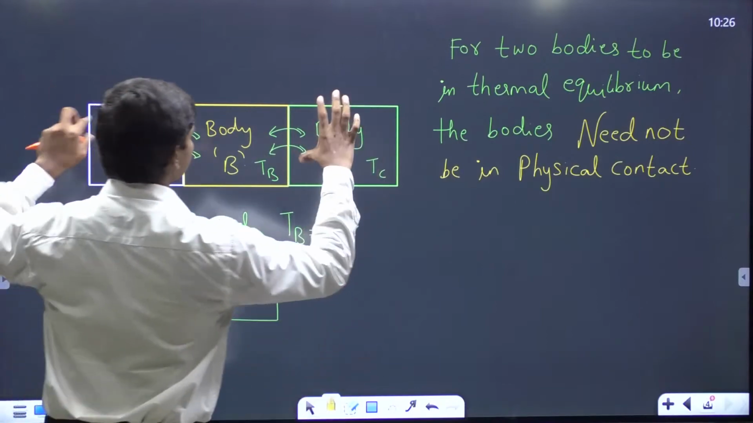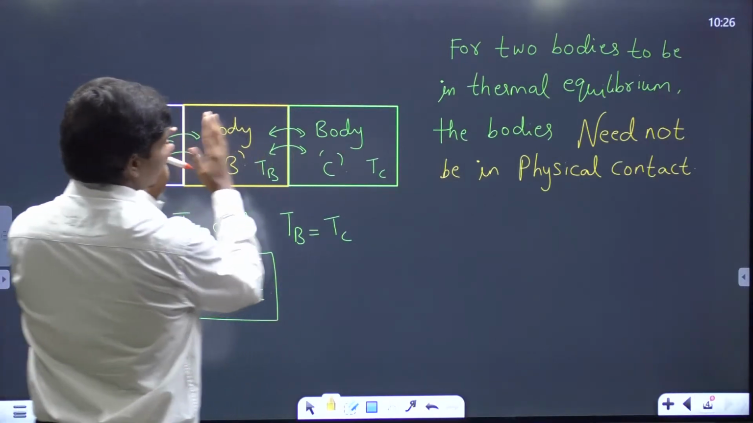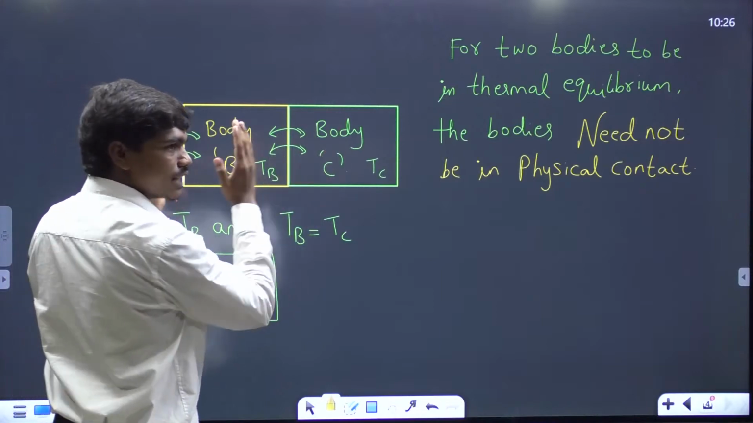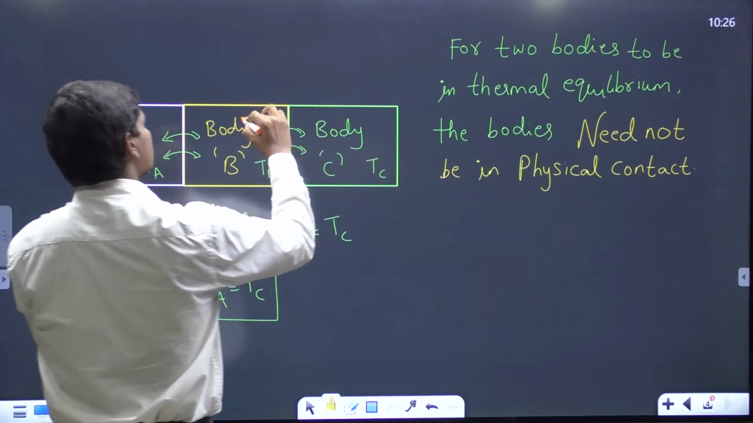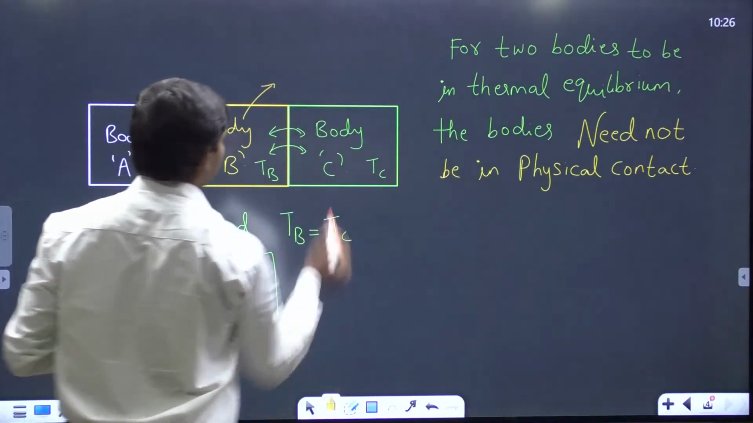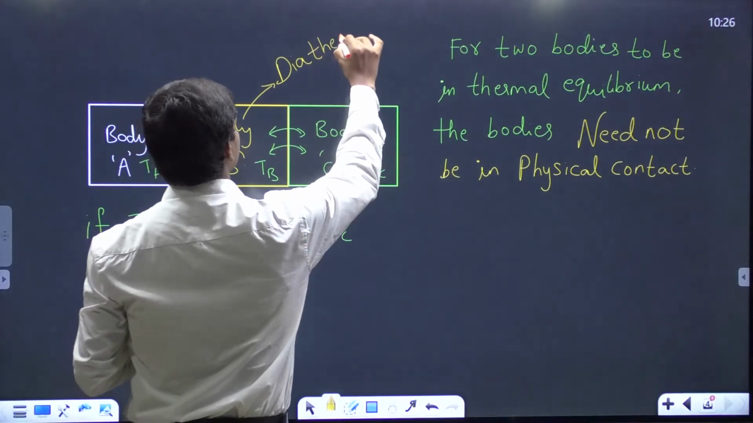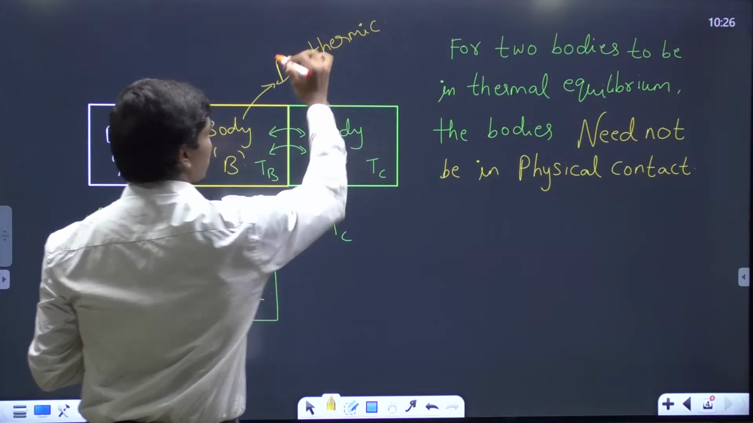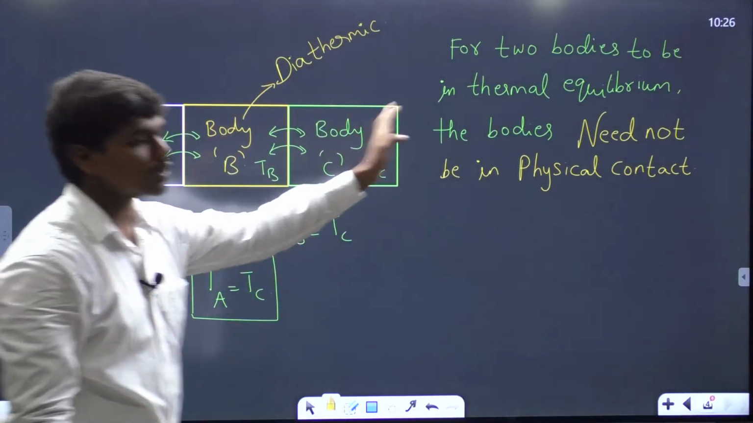Which means even though A and C are not in physical contact with each other, because if you see here A and C are separated by this particular body B, which means this A and C are not in physical contact. Even when they are not in physical contact, as long as this body B is allowing heat to transfer, we call this in thermodynamics terms as diathermic. Adiabatic wall is something that prevents heat interaction. Diathermic wall is one that supports heat interaction.